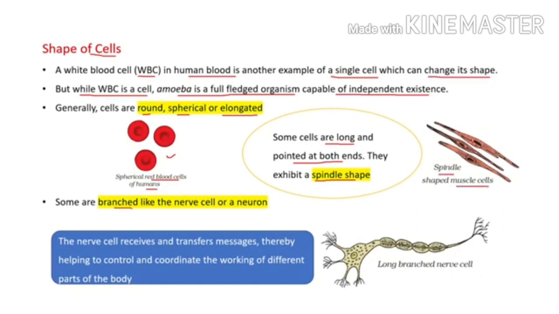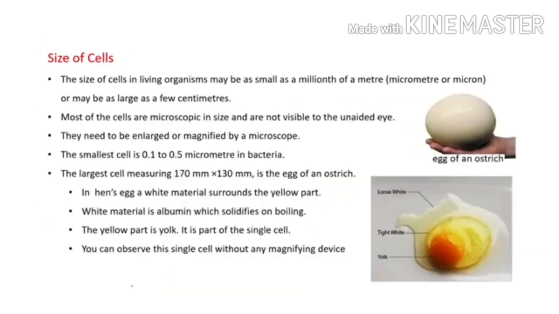Some cells are branched like nerve cell, which we call neuron also. Can you see a branch here, a long tail? This is nerve cell. The nerve cell receives and transfers messages, thereby helping to control and coordinate the working of different parts of the human body. Actually, it is present in almost all the chordates. Dear students, nerve cells help in control and coordination in the body.